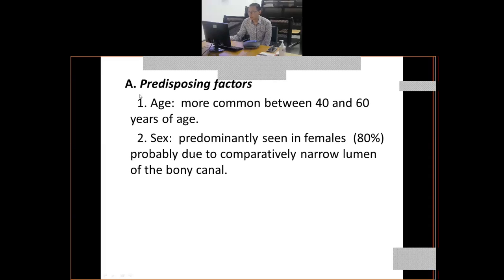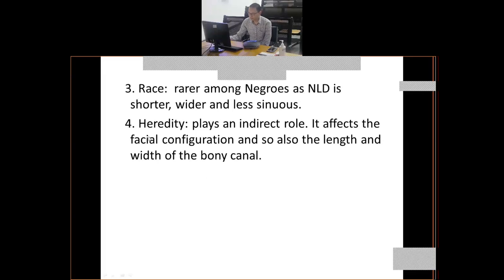Predisposing factors, these are very important risks in viva. First is the age. It is more common between 40 and 60 years of age. In sex, it is more common in females due to the narrow lumen of the bony canals. Then race. It is rare among the Negroes as the nasolacrimal duct is shorter, wider, and less sinuous.